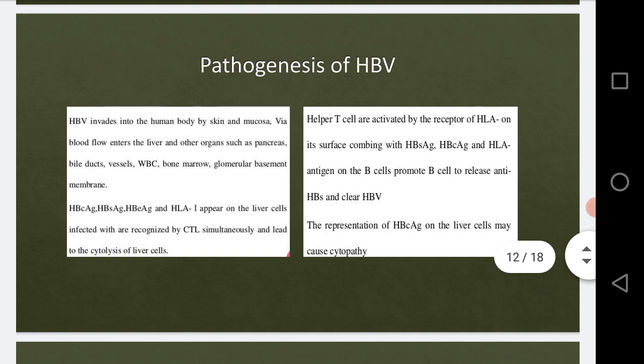This is the pathogenesis. So what is the pathogenesis? First the virus will enter. After entering, it will reach the liver. After it reaches the liver, the viral genome will reach the nucleus in the liver cells. Then it will multiply. For reaching there, the protein, the surface antigen, will help the viral genome reach the nucleus of the liver cells. Once it reaches, the viral genome will multiply with the host genome.